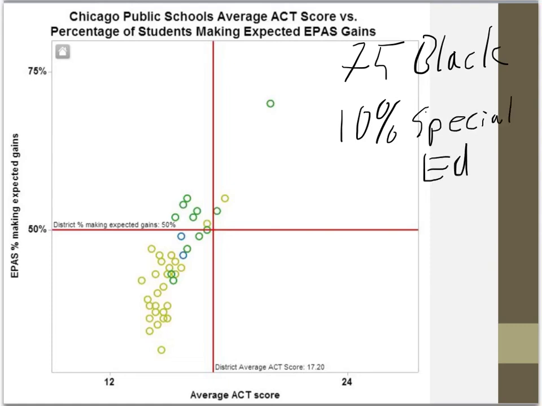Okay. That's essentially slightly below the average for CPS. So it needs to be an average CPS school that is taking the full range of students, all students. 75% black and at least 10% special ed. Now look at the options.